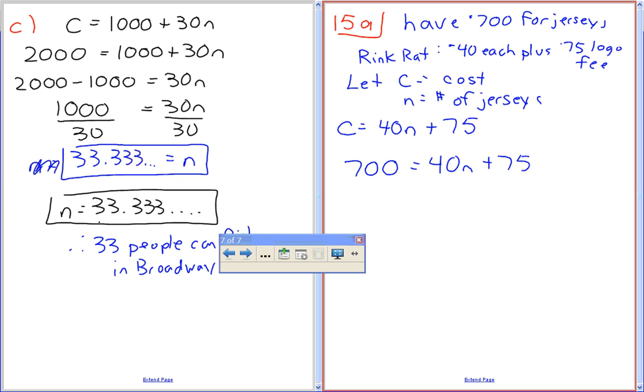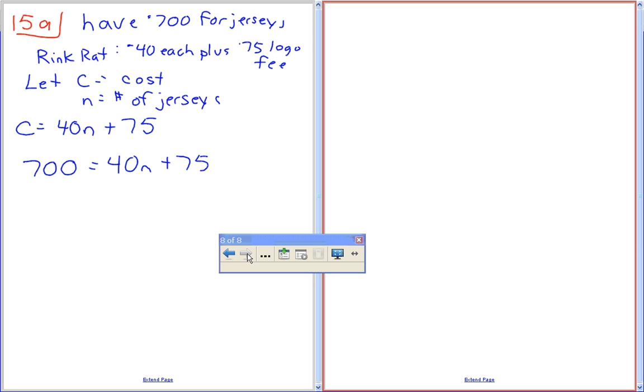So we want to take away from the cost. So we'll do 700 minus 75 equals 40n. Okay, so this is just good solid algebra. Teresa, 700 minus 75 is what? 625 equals 40n. Lindsay, last final step to solving for n is what? 625 divided by 40. Very good.